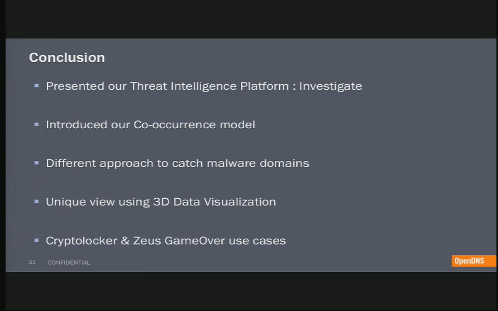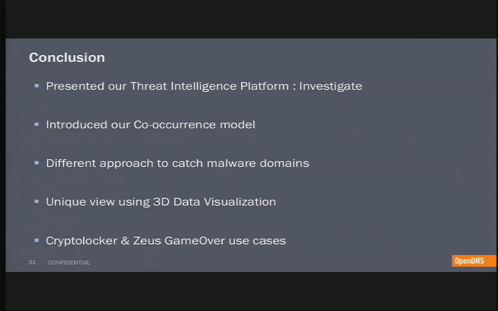The other thing we mentioned is that we have a unique view when we render this with the 3D visualization engine, because visualization can be very useful in the sense that if you just see a textual representation of nodes and edges, you cannot see certain obvious patterns. But when you visualize it, you realize, like you saw in the Zeus Game Over case, it's a chain where every domain has a limited number of domains that are co-occurring with it over time. So this is very interesting.